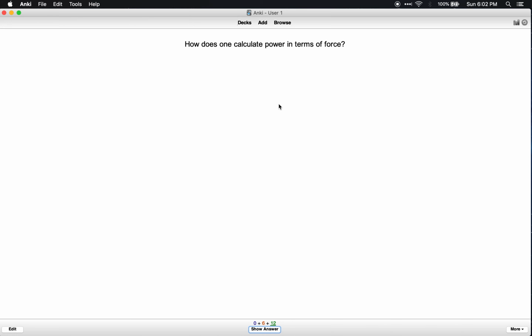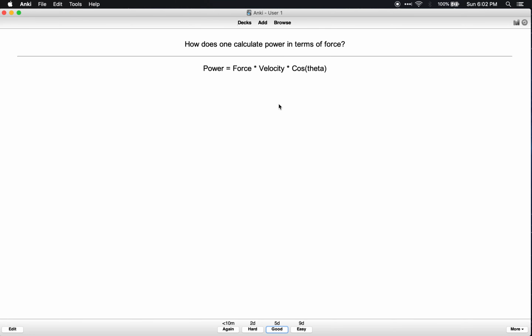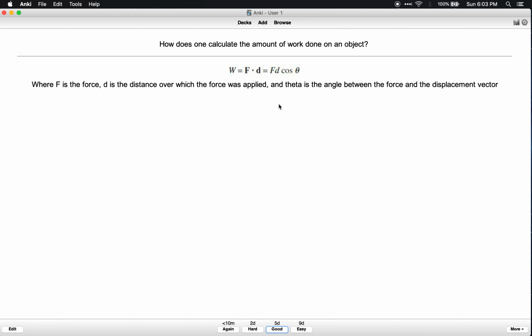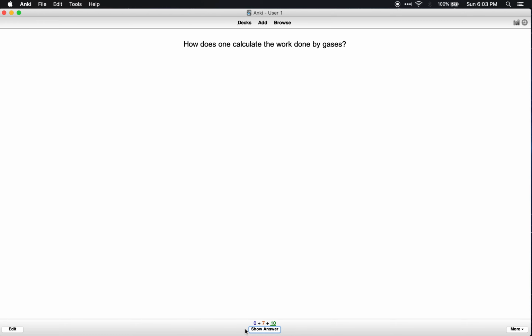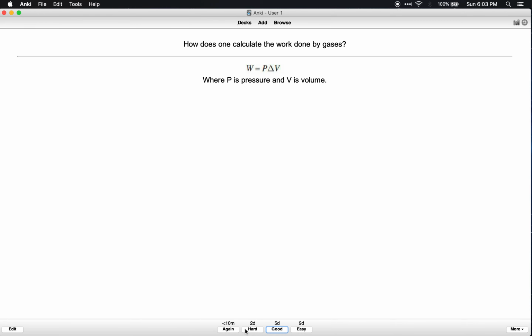I also want to calculate power in terms of force. Power equals force times velocity times cosine theta. Work equals force times d times cosine theta. Work done by gases: work equals P delta V.